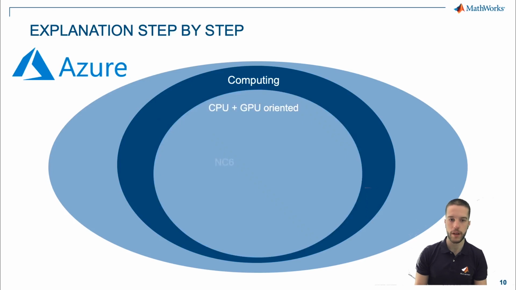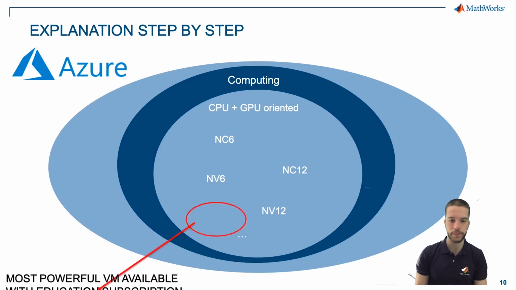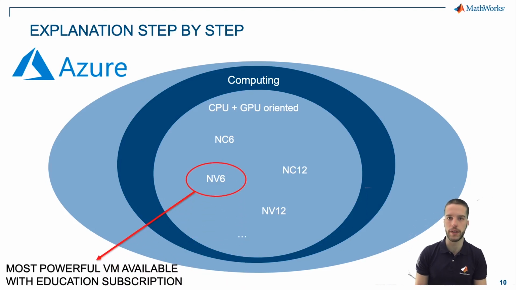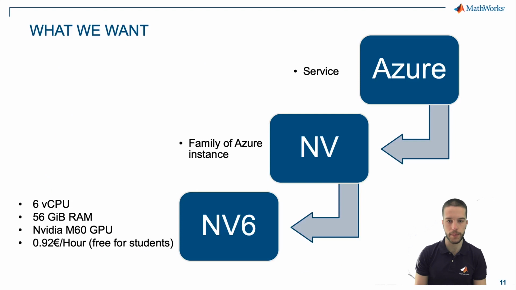In particular, there are different services inside Azure that are CPU and GPU oriented, and of course they have different performance. What I mean is that they have a different number of computational units, different GPUs, and also different memory. We have selected NV6, which is the most powerful that we can select with our student account.